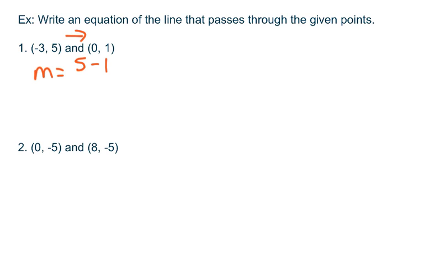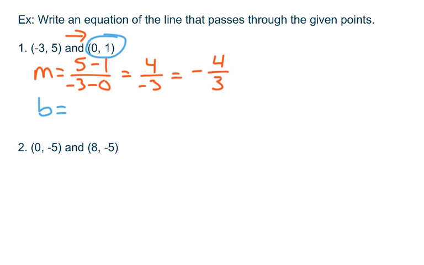So we're going to have 5 minus 1. Always got to start with our y values. And then our x values, negative 3 minus 0. 5 minus 1 is 4. Negative 3 minus 0 is negative 3. 4 over negative 3 is perfectly fine as is. If you want to write it with just one negative out front, you could do that as well. Okay, the y-intercept, it's that point with an x value of 0. So our b value in this case is going to be 1. Once we've got our slope and our y-intercept, we can write our final equation. Y equals negative 4/3 x plus 1.